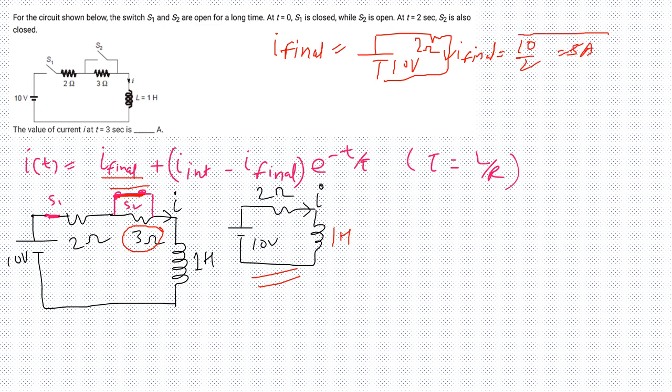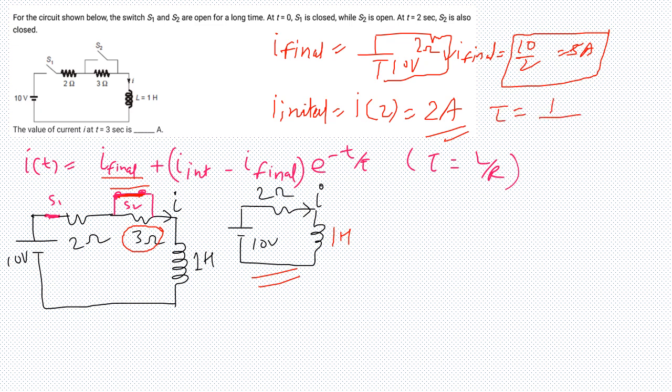Now 5 amps is the I final current. What is your I initial? I initial is the current which was calculated at 2 seconds, which was nearly 2 amps. Now we can substitute these values. Also our tau is going to be L over R. R is now 2, so it's going to be 0.5. You can see everything has changed here.